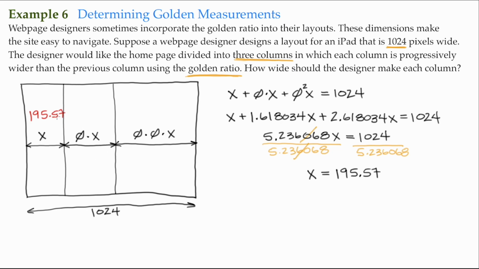This next column should be this first column times phi. So I take 195.57 times 1.618034, and this should be 316.44 pixels wide. And then this should be this column times phi, and that comes out to be 512. And of course, if we add up 195.57, add that to 316.44, add that to 512, it's going to come out to be 1024 pixels. And I think we have it.